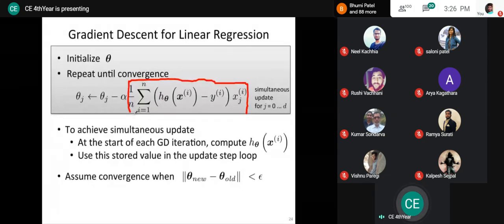Fine. So what is the meaning of this simultaneous update? During the calculation of the gradient, we are using the theta value. So we always use the older theta value for all the calculations. And once the calculation of all the gradients is done, then together we'll update all the theta values.